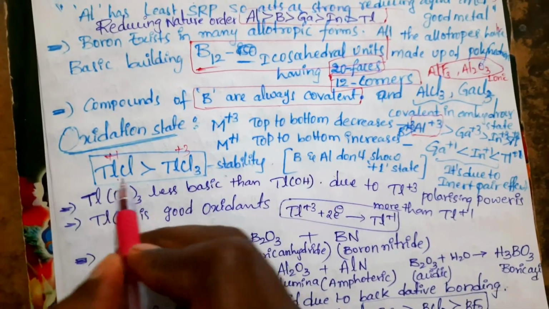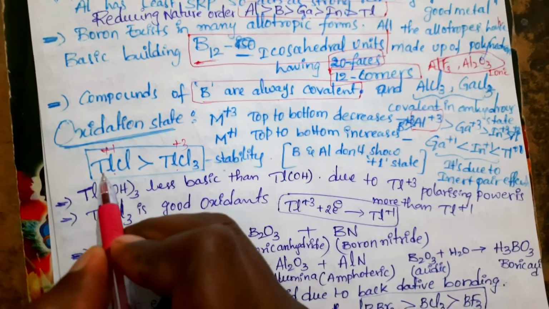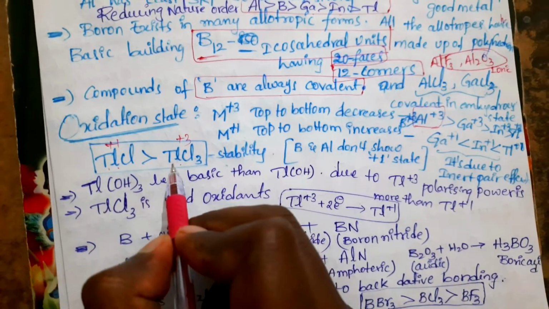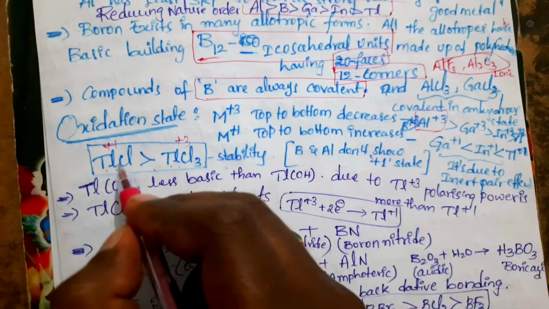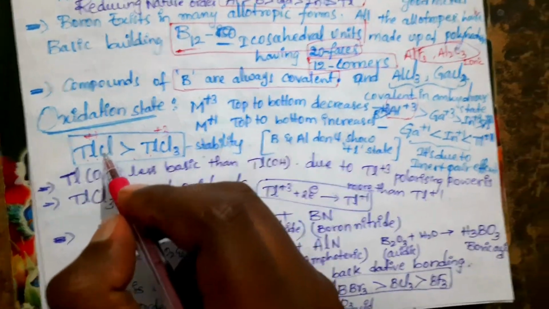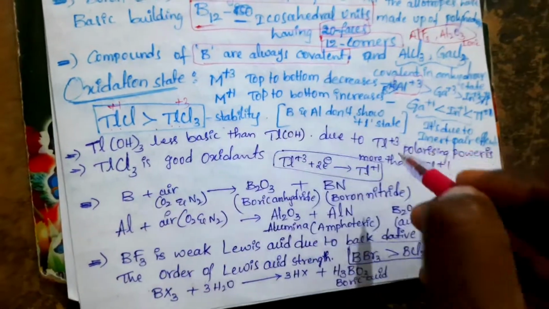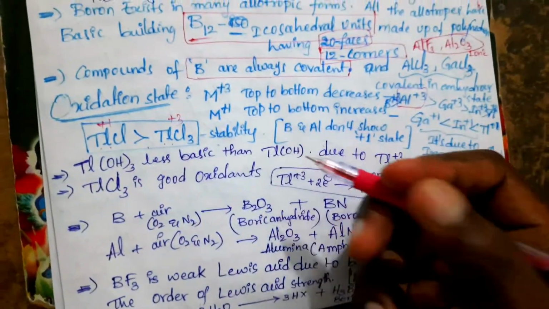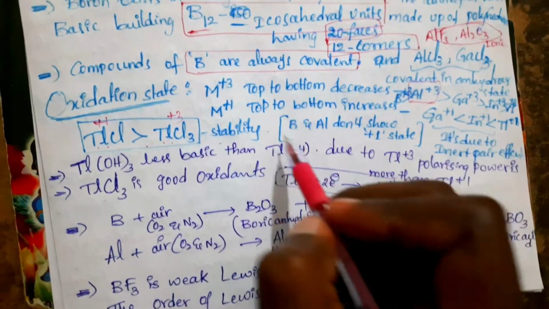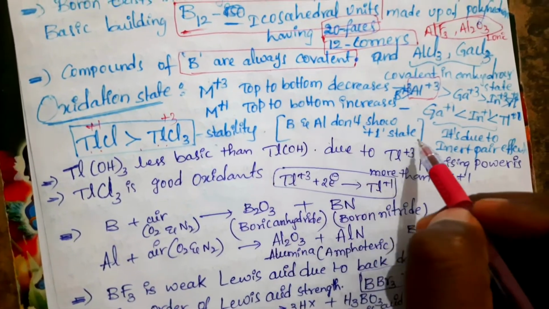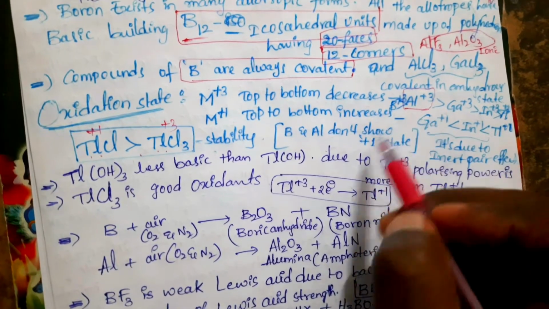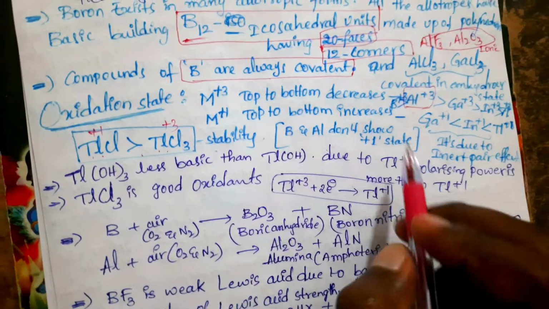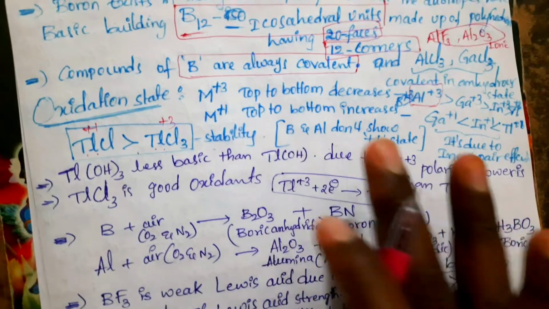It is thallous chloride, it is thallic chloride. Thallous chloride is more stable than thallic chloride due to the inert pair effect. It cannot participate the ns electrons in chemical bond formation, because whenever you go from top to bottom, due to poor shielding of d orbitals. And also, boron and aluminium do not show the +1 oxidation state. Aluminium shows +3, but boron cannot show plus. It will show only minus.